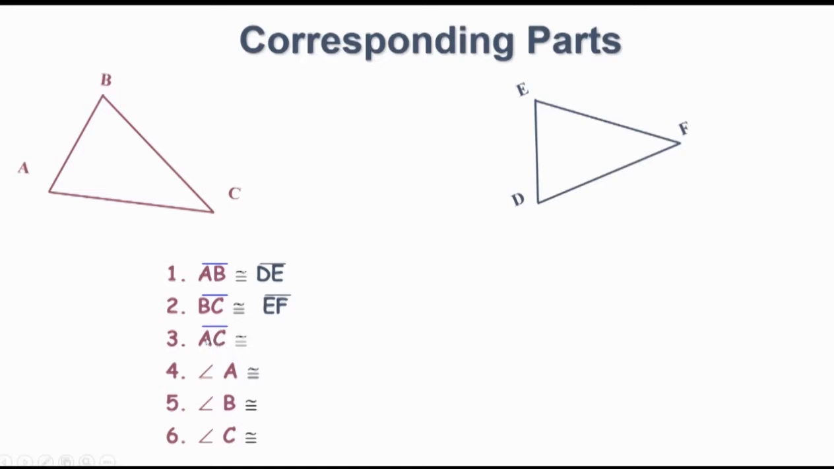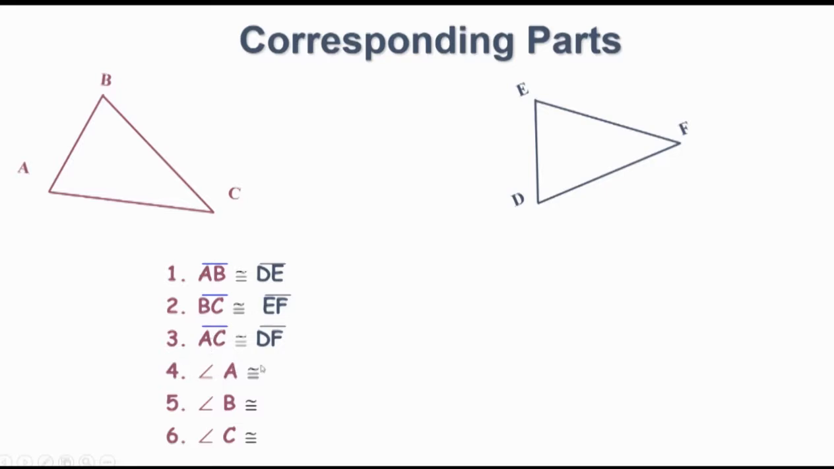And again, the third side, side AC. That is this side, side AC. Which side of the other triangle is corresponding to the side AC? And that will be DF. Pay attention to the way I label the letters. The letters must correspond as well.